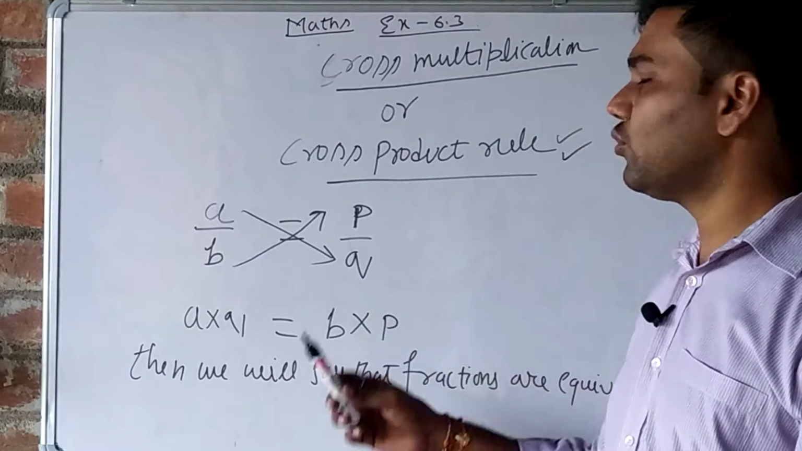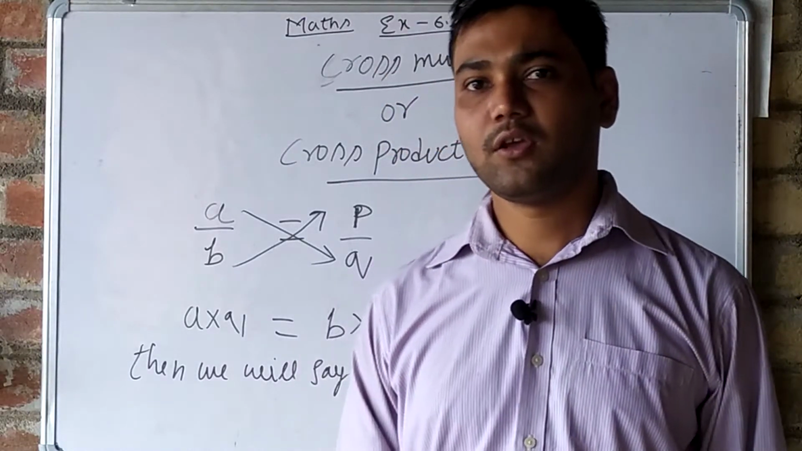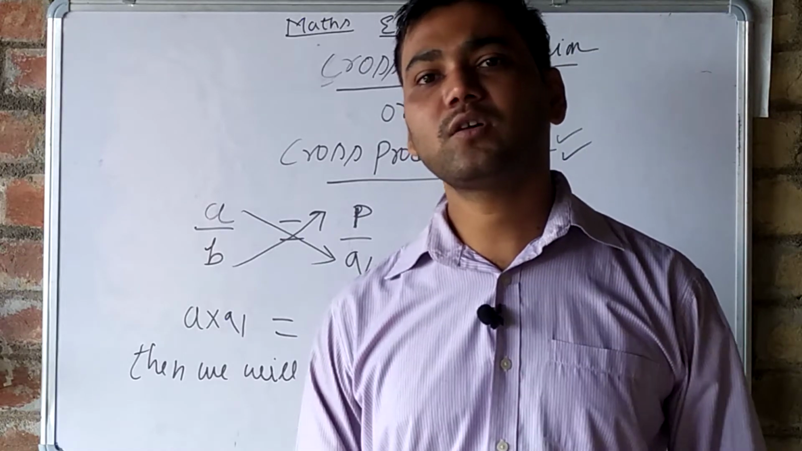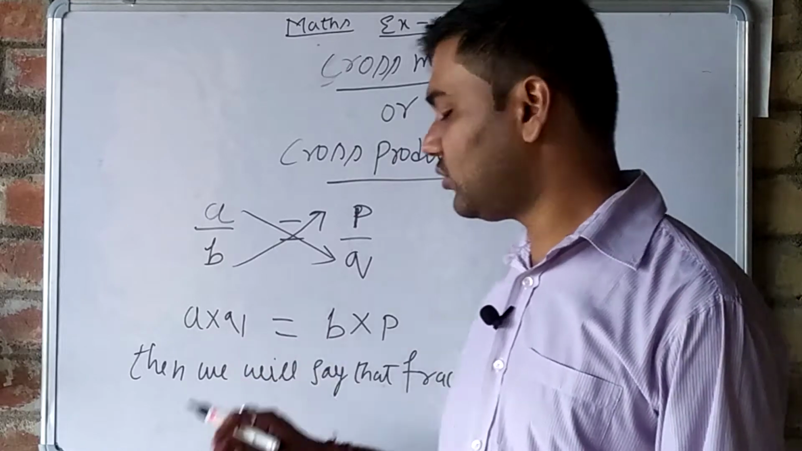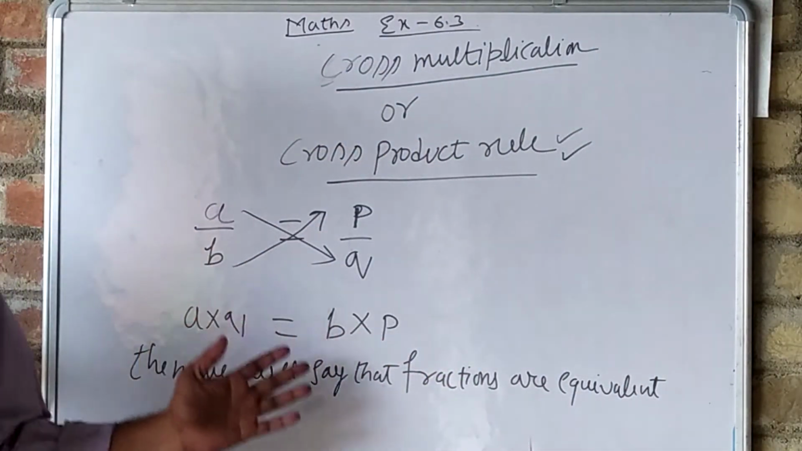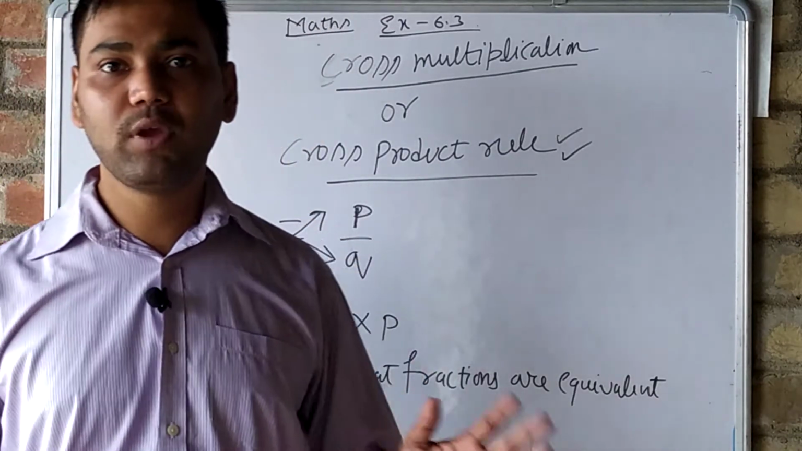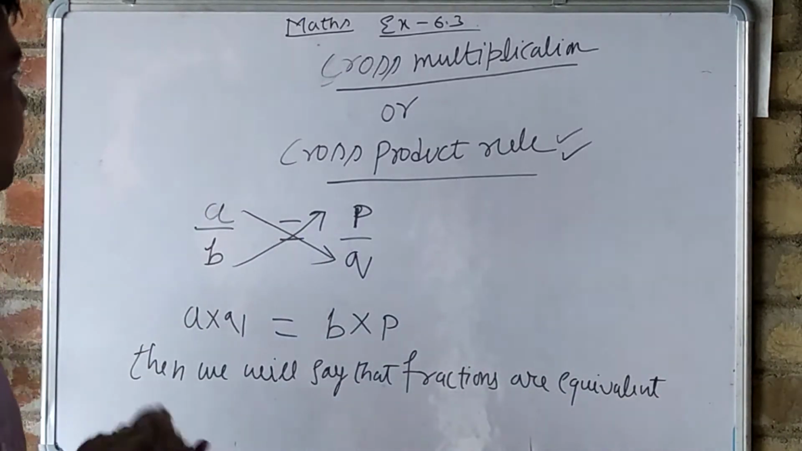Understand? So this is known as cross product rule or cross multiplication. You can say either. Mostly people say cross multiplication. Very important. You have to use it in your higher classes very frequently. So make it very clear here only. Understand? So this is cross multiplication.